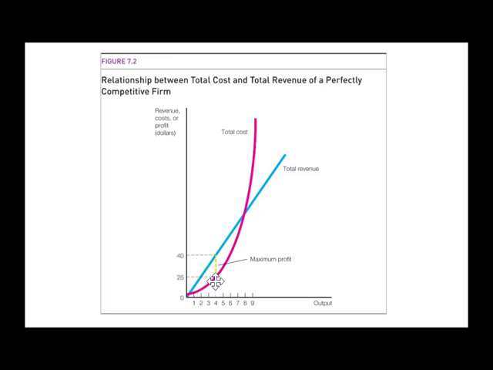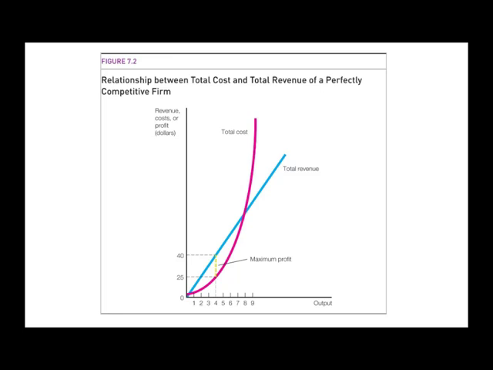And when the firm moves away from Q equals 4, either decreasing or increasing the output, the distance between these two, which means total profit, is decreasing. And as you see, where the two curves intersect around Q equals 8, total profit equals 0. And after that point, if the firm produces even more, then total cost is greater than total revenue, which means only a loss occurs for the firm.